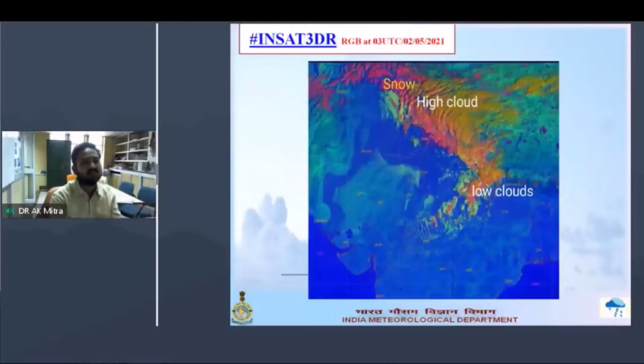Now this is also one of the best images you can relate to, in the month of February, where snowfall is also there, and that has been captured. High cloud can be seen, and then your low cloud can be seen. And the entire area, if you see, is making the shape of a 9.